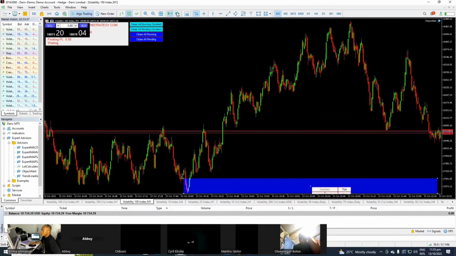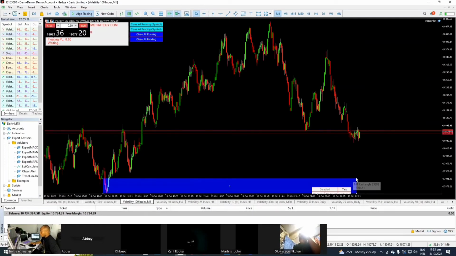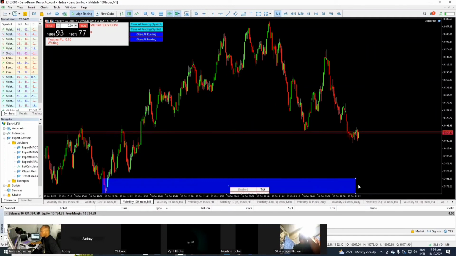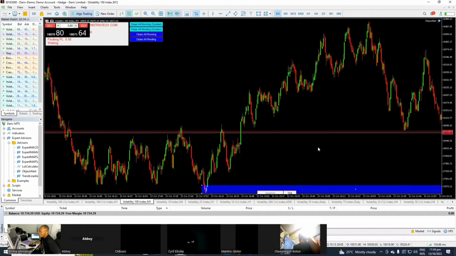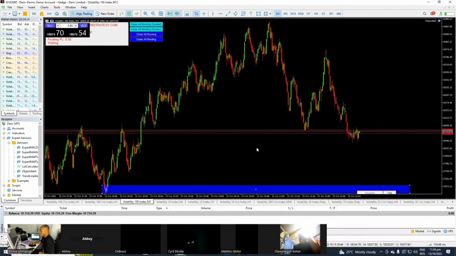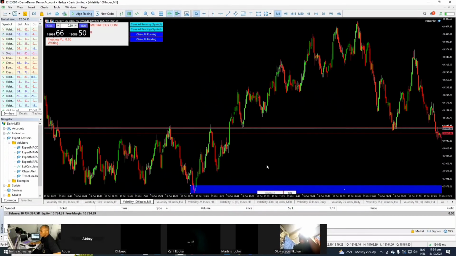Do you have an indicator to identify the schematic level, or you use your naked eye to spot it? No, no, it's your naked eye. There's no indicator. It's your naked eye.